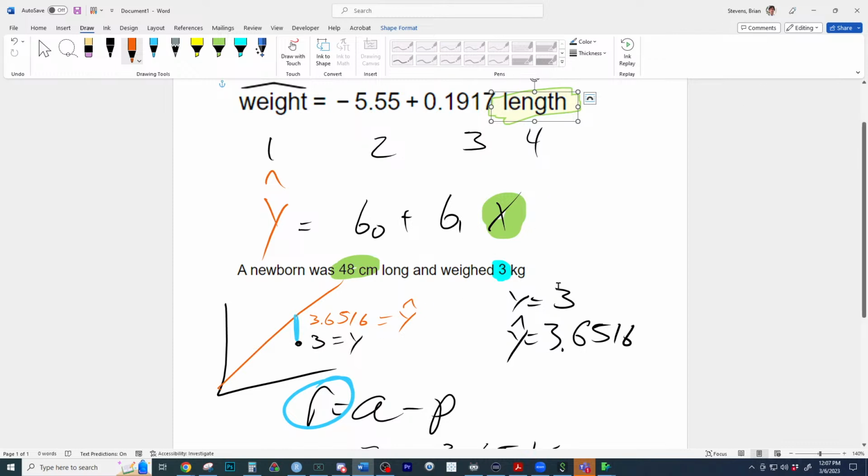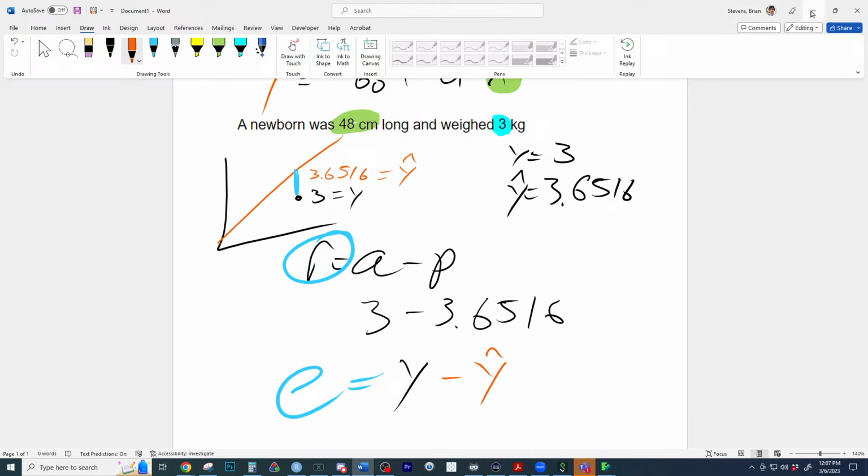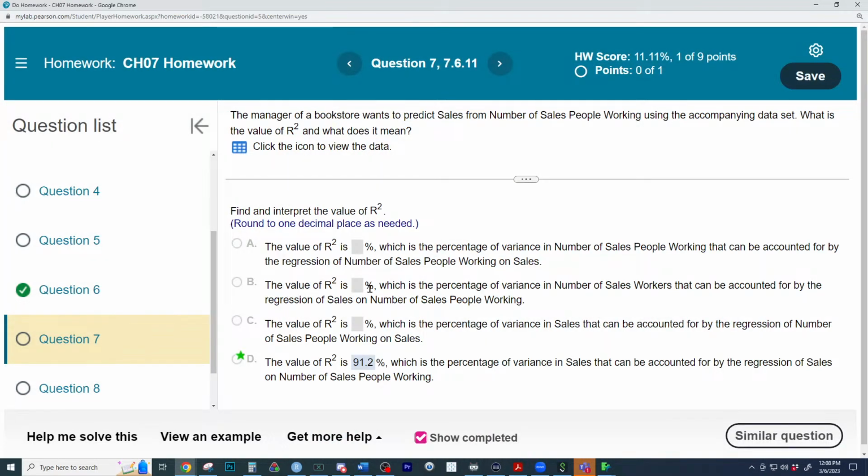So this would be the actual. This was the prediction from the model. We just plugged in 48 to do that. And so the actual minus the predicted is negative, meaning the baby weighed less than it was predicted to weigh. And you can see that the point right here, which is the actual, is below the line. Very important stuff on residuals and understanding how to interpret them.